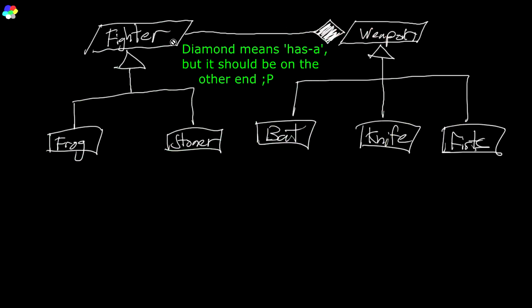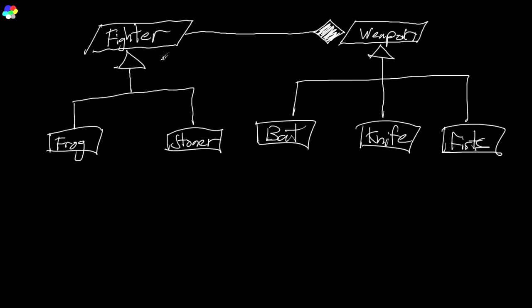Well, the solution is very simple. Think about the idea of a fighter having a weapon. If a fighter is holding a knife, does that make him a knife fighter? Or is he just a fighter who happens to have a knife? The question there is: is it an inheritance hierarchy or is it a composition question? Is this fighter composed of the things that he has? Does he have a knife or does he have a bat? And in this situation, I would say that the weapon is definitely a better fit for composition.